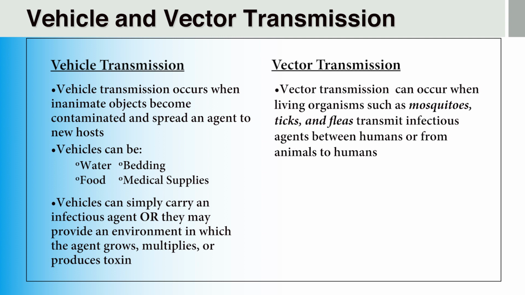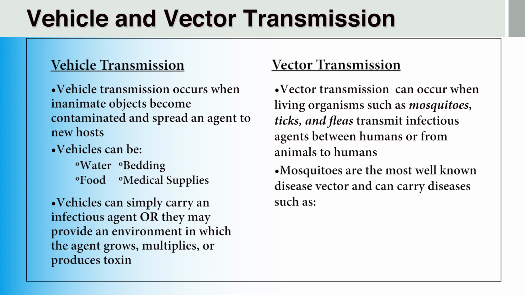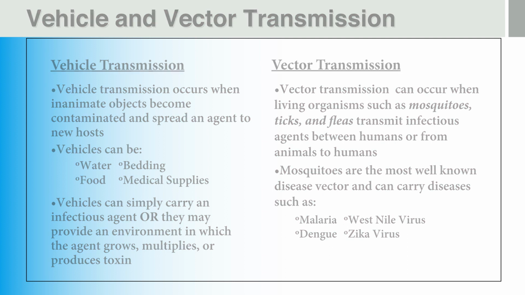Vector transmission occurs when living organisms such as mosquitoes, ticks, and fleas transmit infectious agents between humans or from animals to humans. Mosquitoes are the most well-known vector of microbe-causing diseases, such as malaria, dengue fever, West Nile virus, and Zika virus. Animal bites can be another vector of diseases, such as rabies.